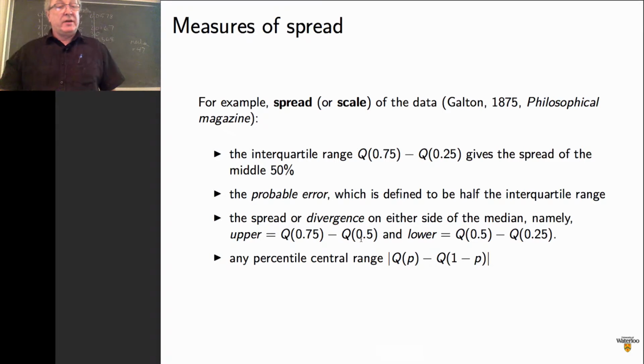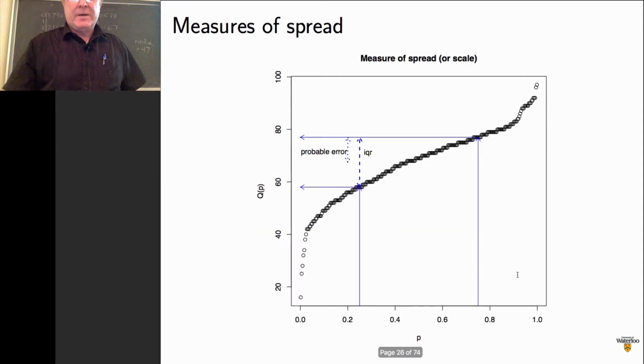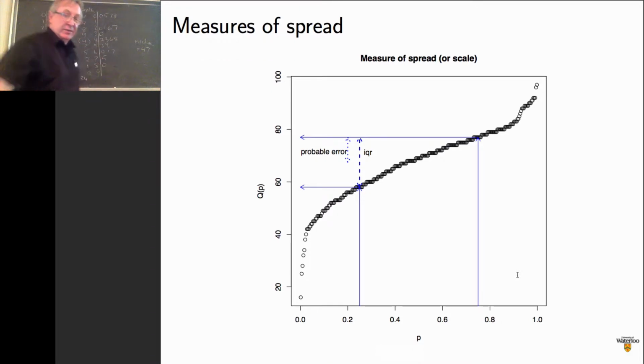You can think about the spread on either side of the median: the third quartile minus the median, or the median minus the first quartile, to get them on the same side. Or any central range for some percentile. Just draw a line and look at the difference in the heights of that line. Okay? So the interquartile range is the spread such that 50% of the data in this plot are between there and there. That's showing you the spread of the data.